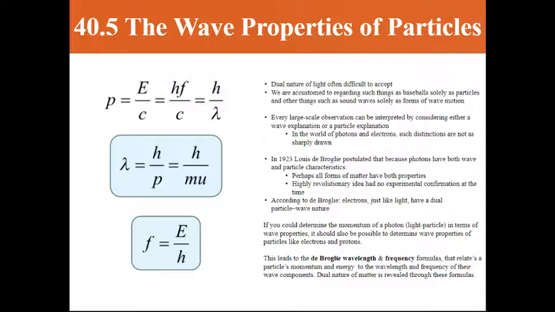At this point, 1923, we've seen light acting as a particle sometimes, but we haven't really seen particles acting like a wave. But de Broglie, like any good theoretical physicist, postulated that and thus found a way to relate a particle's momentum to the wavelength of its wave nature.